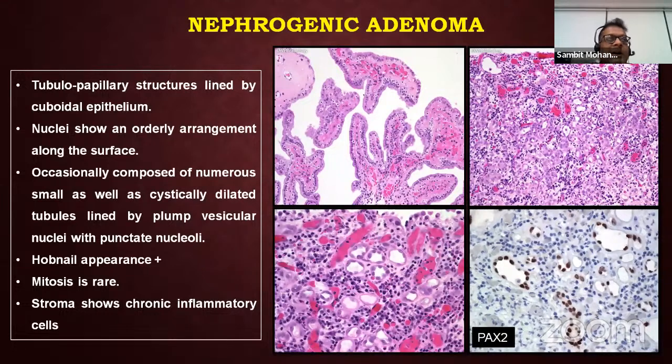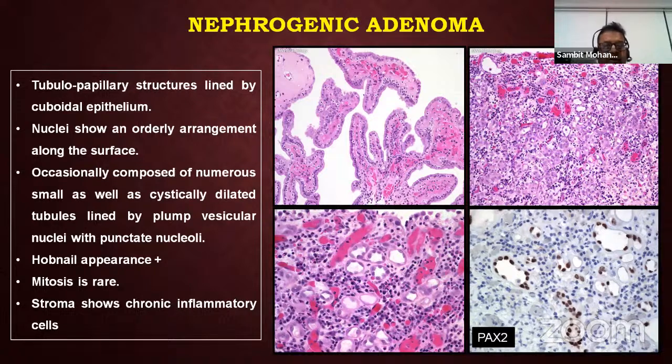So nephrogenic adenoma can involve the entire urothelial tract, most commonly the bladder and the urethra, where they form submucosal nodular masses, which are tan-red to red in color on cystoscopy. They show papillary structures, or tubular structures, or round tubular structures with hobnailed epithelium, and they are usually infiltrative in the lamina propria. They're composed of numerous small as well as cystically dilated tubules with plump vesicular nuclei, prominent nucleoli, hobnailing; mitoses are rare.